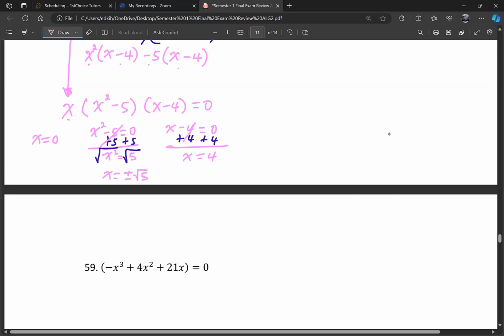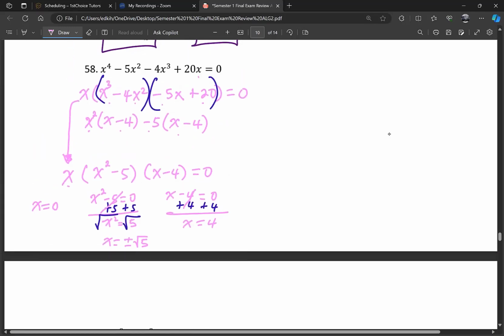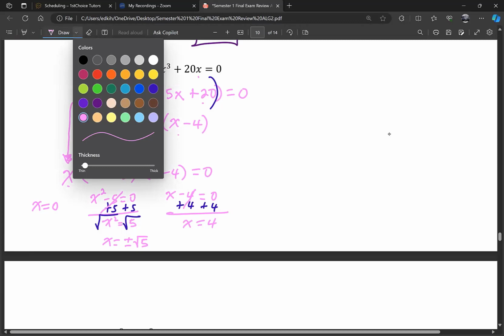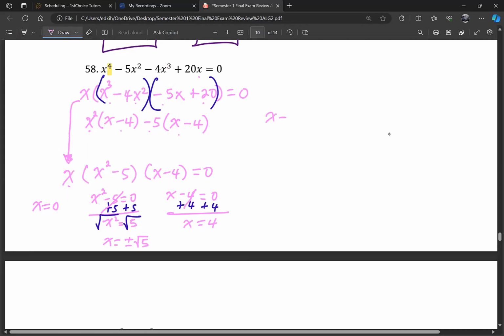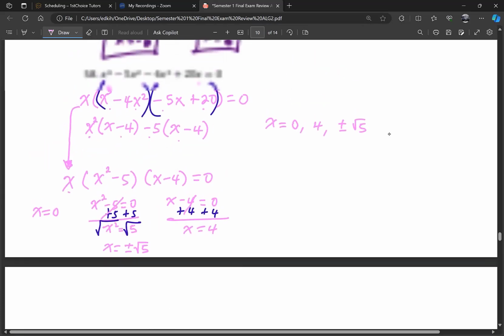So we have 4 answers to this question, as we should have had 4 answers. Why? To the 4th power means we should have 4 answers. Well, what are those answers, you probably are asking. x equals 0, 4, and plus or minus root 5. Those are the 4 answers. 1, 2, 3, 4. That would be your answer to that question.